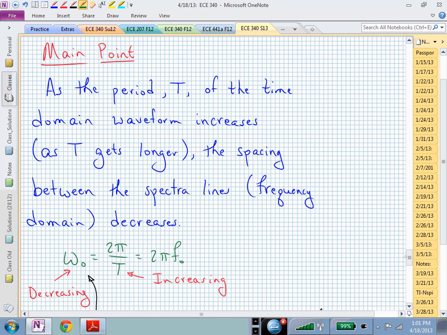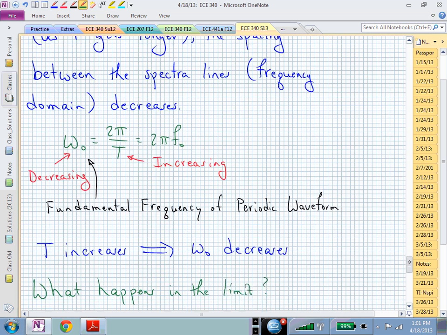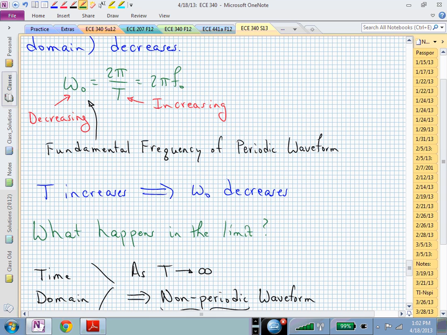Here's the main point. As we increase the period of that periodic waveform, as it gets longer, then in the frequency space, those spectral lines are going to get closer and closer to one another. In a formula sense, we know that omega naught is 2 pi over capital T. And capital T is increasing. That means that this fundamental frequency is decreasing. And what happens in the limit?